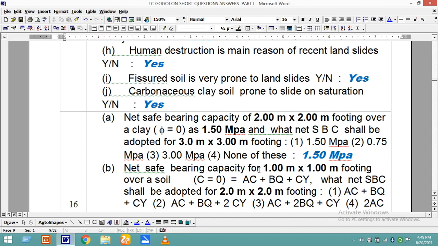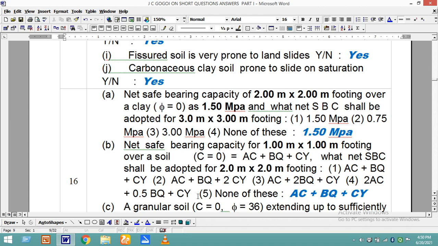Net safe bearing capacity of a 1 meter by 1 meter footing over a soil with c equal to 0 is given by A c, B q, C gamma. Using this equation, the A c component will be 0. It will be coming from the depth of foundation, and it will be coming from the size of the foundation. What net SBC shall be adopted for a 2 meter by 2 meter footing? A c, B q, C gamma, this one, or A c, B q, 2C gamma, A c, 2B q, C gamma, 4A c, 0.5 B C gamma, none of these.